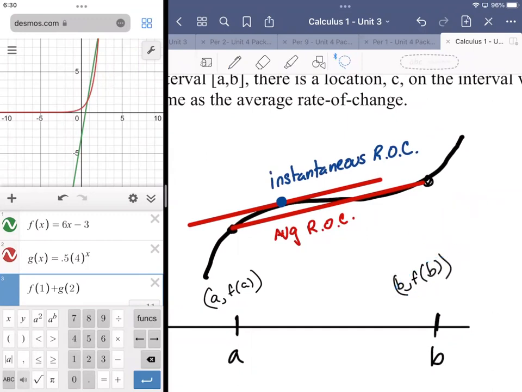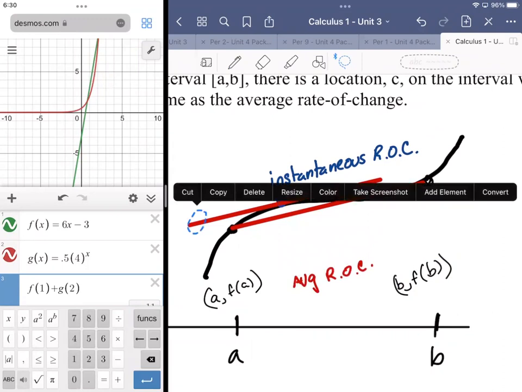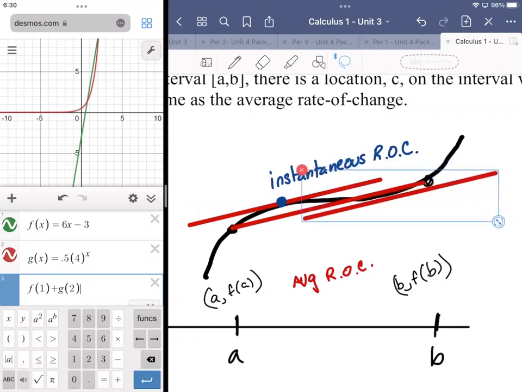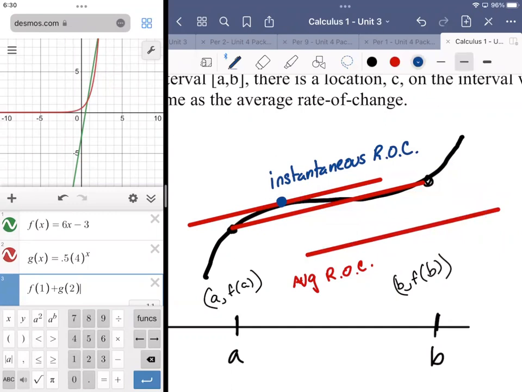I mean, I could try to get it in here. Let me just move some letters around and just kind of put it there. It looks a little crowded, but you can see that at this location here, there would be another instance in which the average rate of change and the instantaneous rate of change would be the same. I can trim this down a little bit and just throw it in there. Might look a little bit better.